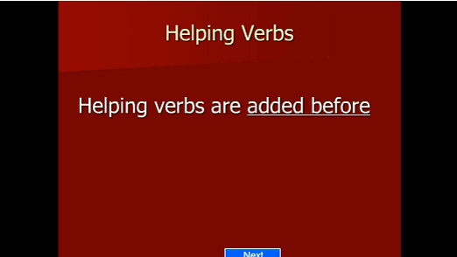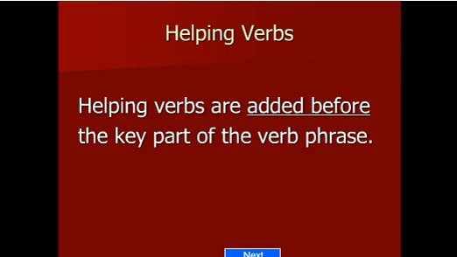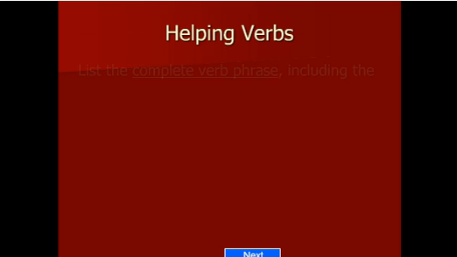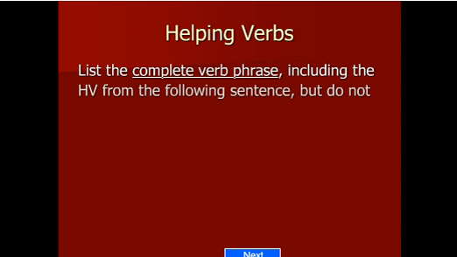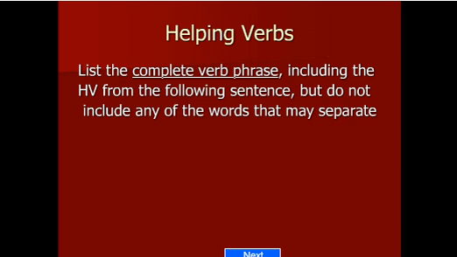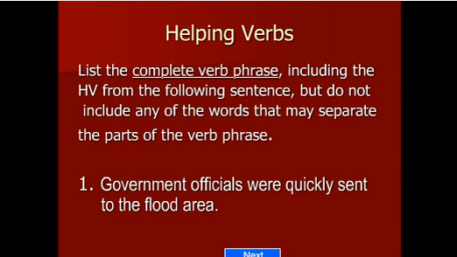Okay, now we asked also in the pretest, what are helping verbs? Well, helping verbs are added before the key part of a verb phrase. A verb phrase means a verb that's made up of more than one word. So for the complete verb phrase, including the HV, which means helping verb here, let's list them. Only the HV, not any other parts.